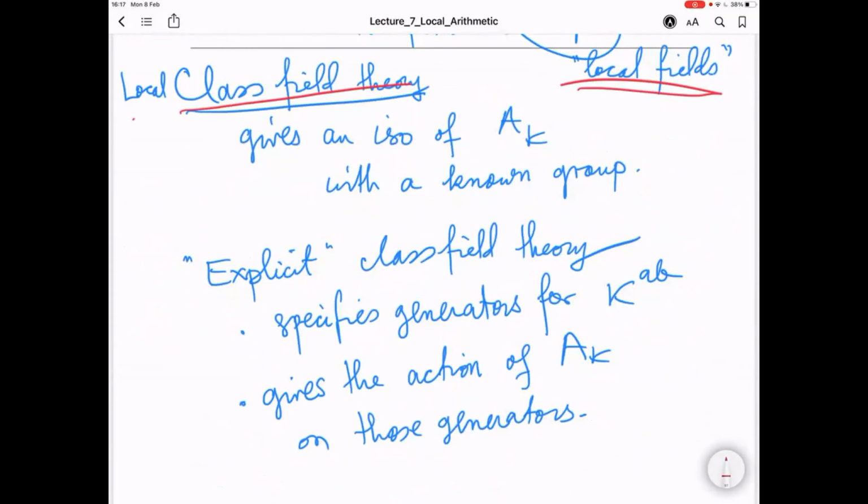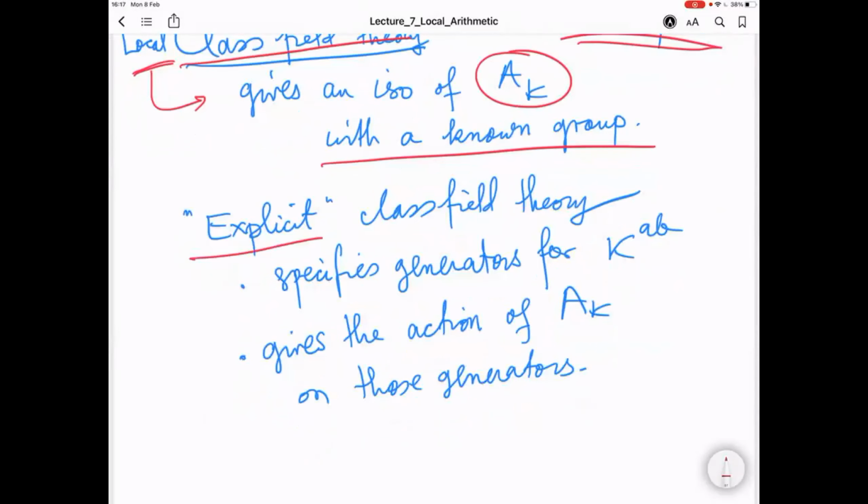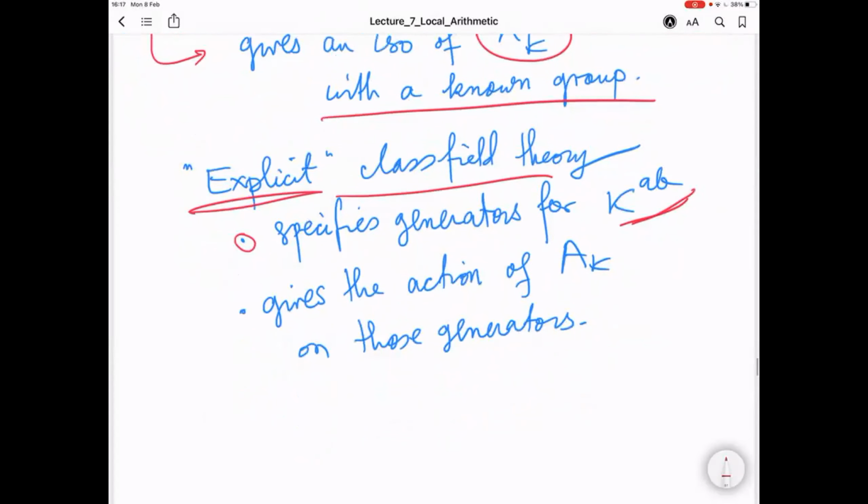Okay, more precisely, what local class field theory does is it gives an explicit isomorphism of A_K with a known group. And what is called explicit class field theory solves the other two problems, namely specifies the generators for K^ab and gives the action of A_K on these generators.